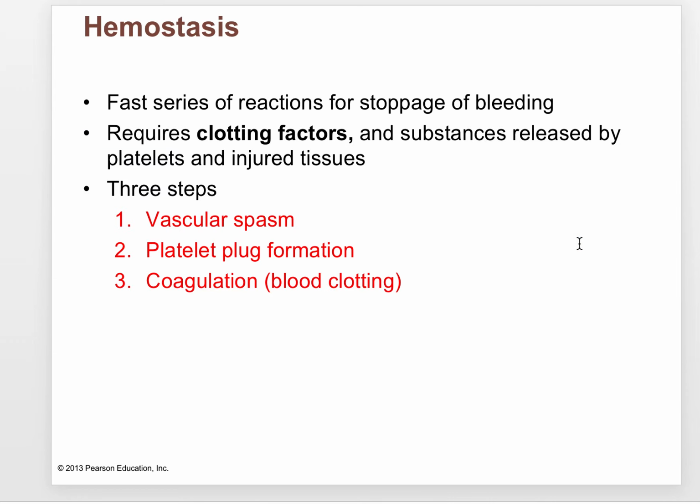Let's look at the concept of hemostasis. Hemostasis, as the name implies, hemo meaning blood and stasis meaning still. This is basically the body's way of stopping bleeding. If you have a cut and you bleed at first, then the blood clots up and it stops the bleeding. These are the steps that the body takes in stopping bleeding. Three steps. Number 1, vascular spasm. Number 2, platelet plug formation. And number 3, coagulation.